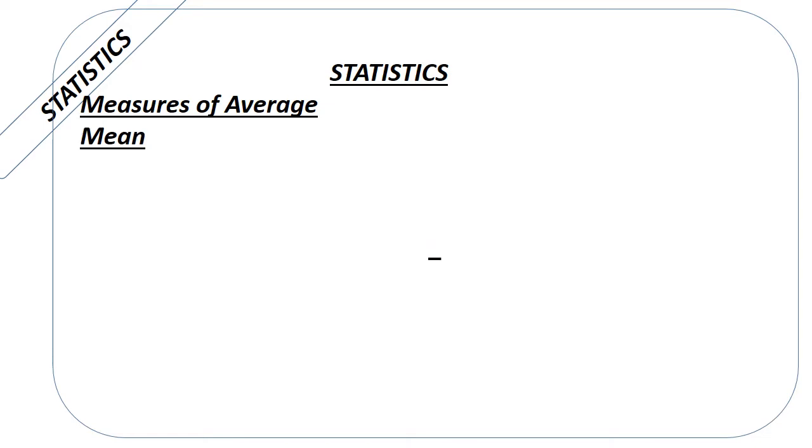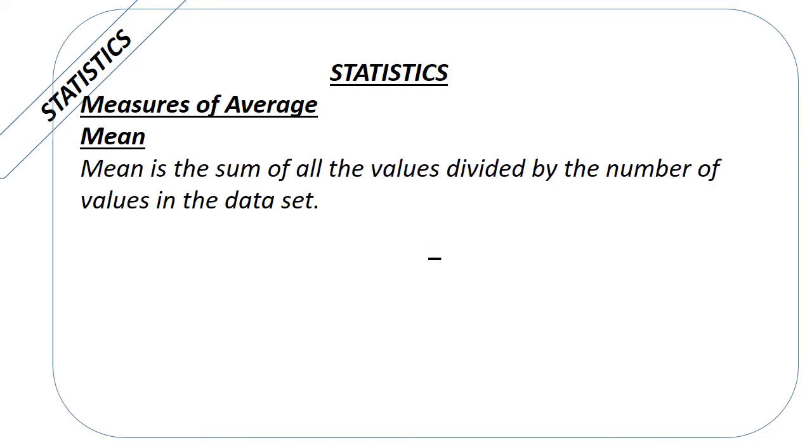So measures of average. I'm going to start with mean like I promised. Mean is the sum of all the values divided by the number of values in the data set. If you have been given the data set, you have to add all the values that you have been given, then you divide by how many there are. The formula for mean: if you don't want to write the word mean, just write x with a bar on top, then it is mean. So the formula is this thing, Σx over n.